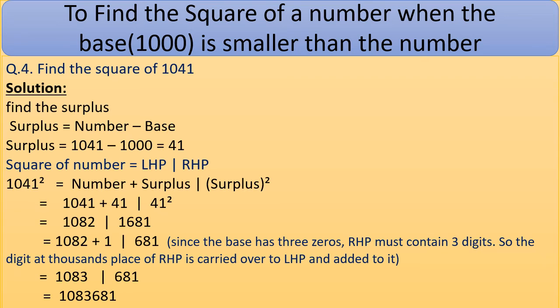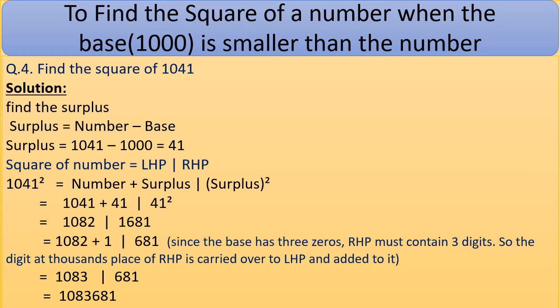Now the square of the number will have two parts, LHP and RHP. LHP formula is number plus surplus and RHP formula is surplus square. Now number plus surplus will be 1041 plus 41, and surplus square will be 41 square. Now 1041 plus 41 is 1082 and 41 square is 1681. Now you can see there are 4 digits in RHP. But since the base has 3 zeros, RHP must contain 3 digits.